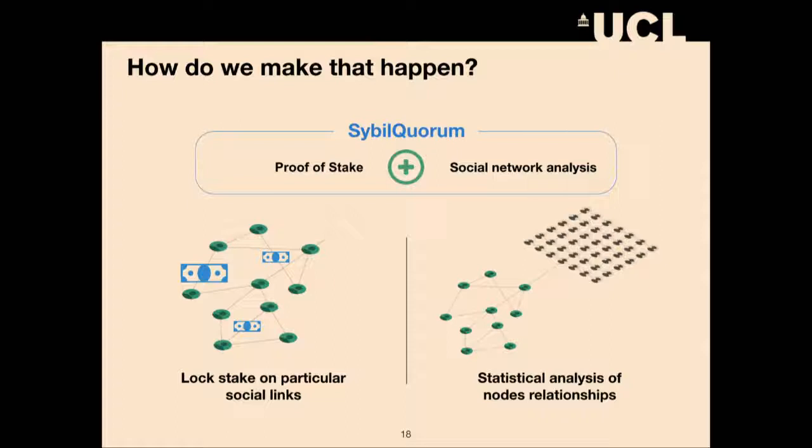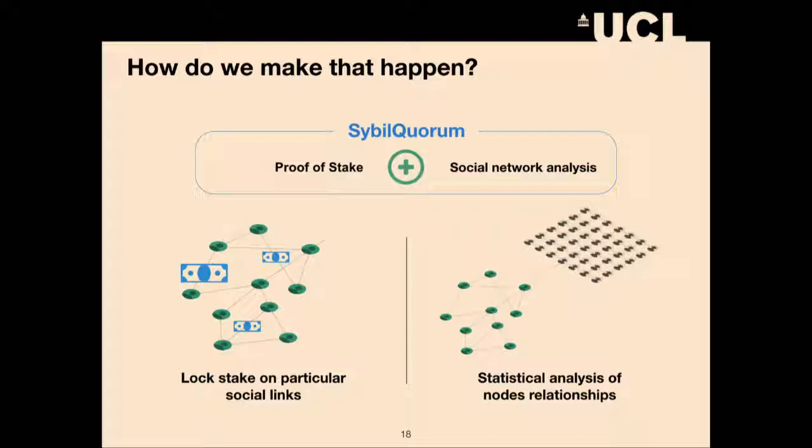I promise to keep the talk short, as it's the last one of today. This is generally how it works. SybilQuorum has two components. The first is traditional proof of stake, where we don't innovate much. The second is a social network analysis. And we bring the two together.